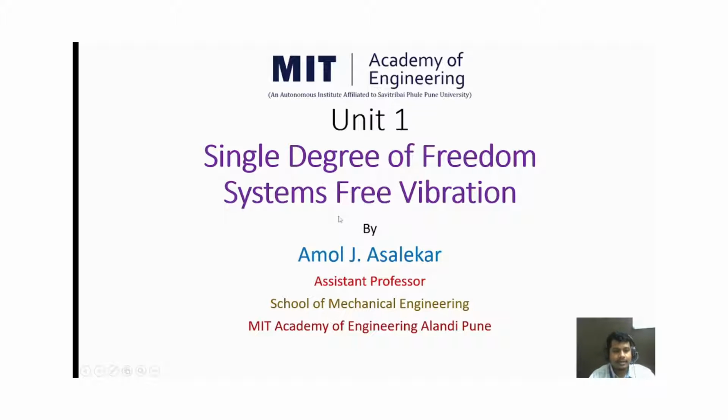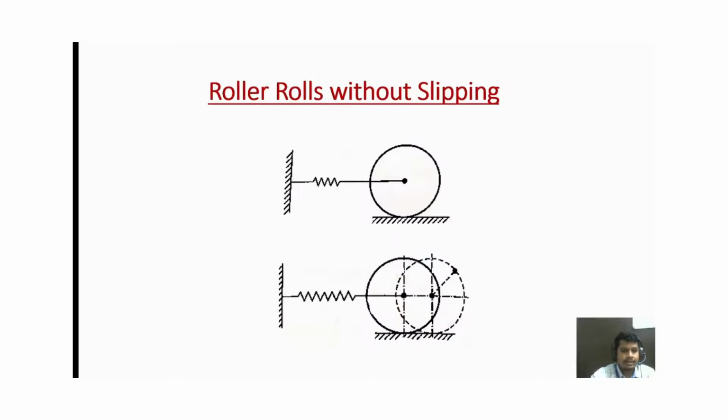Hello everyone, this is our new video related to unit number 1, that is single degree of freedom system of free vibration. In that we are going to see one numerical based on a roller rolling without slipping. So this is the diagram given here. In that, a roller is attached to a spring, to this fixed support.